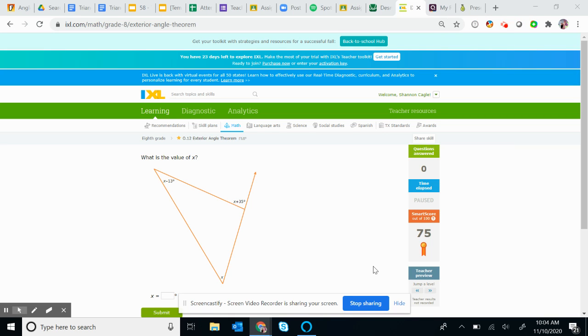Hey guys, so we're going to go ahead and look back over the exterior angle theorem that we talked about today, and we're going to use it in this case to find the value of x.